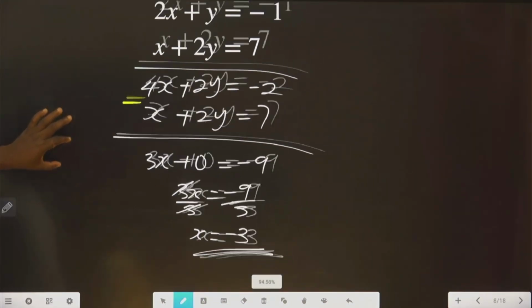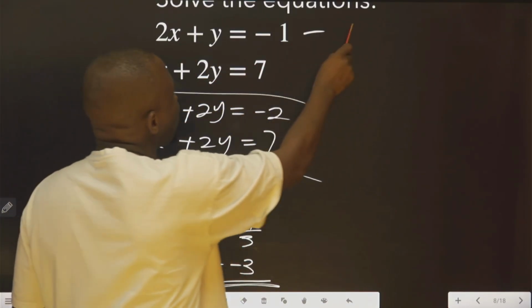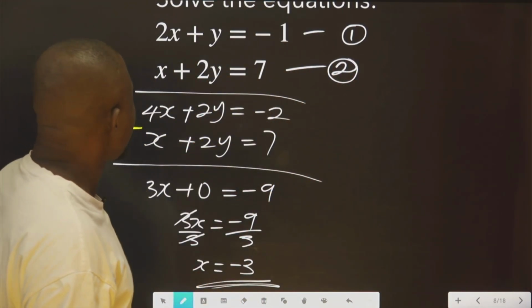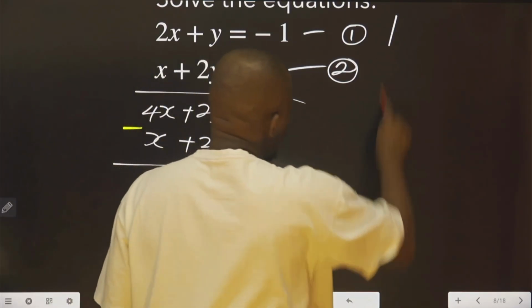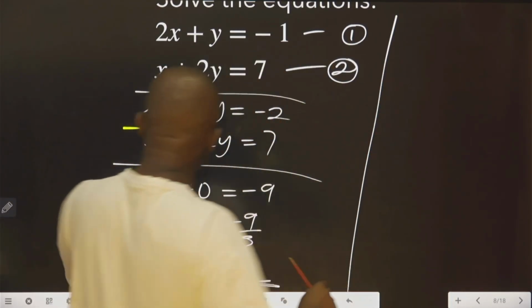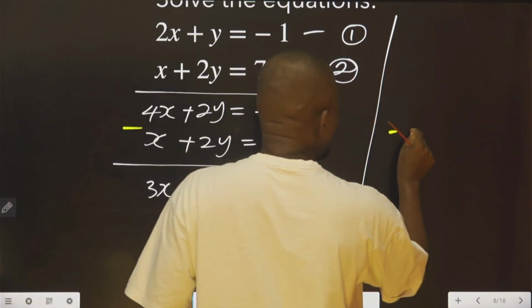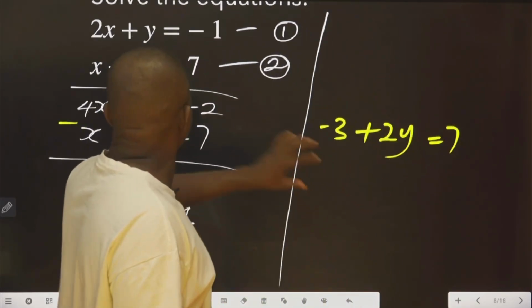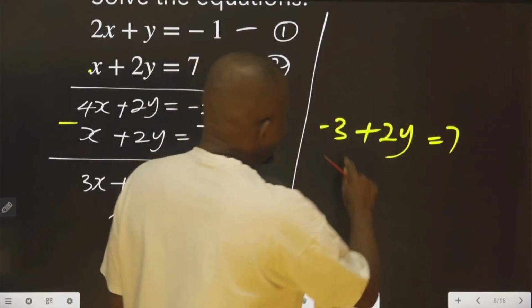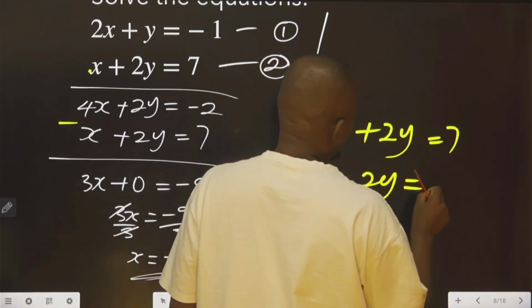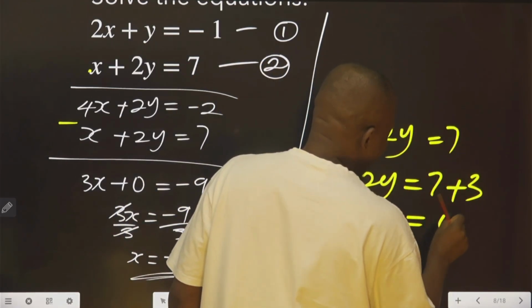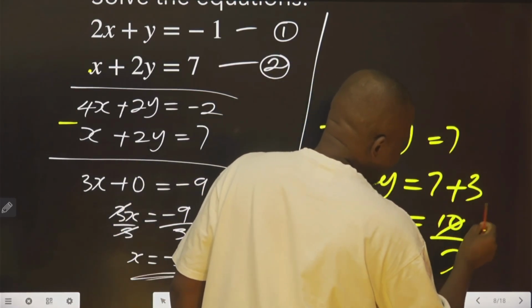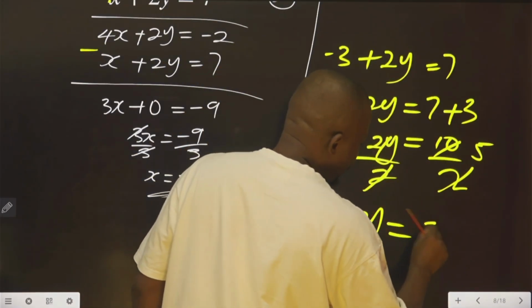Okay? Now that we have x, we can take any of them, any of this equation 1, this equation 2. We can take any of them and substitute the value of x. For me, I think we should use this second one. That is to say, in place of x, we are going to put minus 3. So minus 3 plus 2y equals to 7. Okay? That is, in place of this, we are putting minus 3. Then we move this to this side. We have 2y equals to 7 plus 3, which is 10. That is 2y equals to 10. Divide both sides by 2. You agree with me, at the end of the day, you're going to have y as equals to 5.